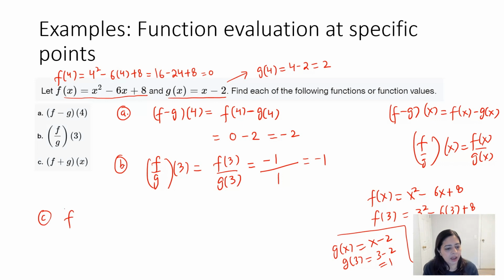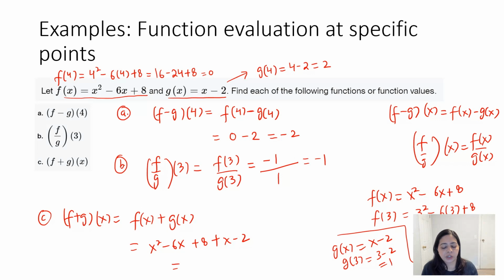Now the last one, f plus g of x. This one does not give you a specific point, so you are only supposed to write your final answer in the form of a function itself, meaning in terms of x. So it's simply the addition of the functions f(x) and g(x). Now f(x) is x squared minus 6x plus 8, g(x) is x minus 2. Simplify, combine the like terms: only one x squared term, 2 x terms, minus 6 plus 1 gives you minus 5x, 8 minus 2 gives you 6.